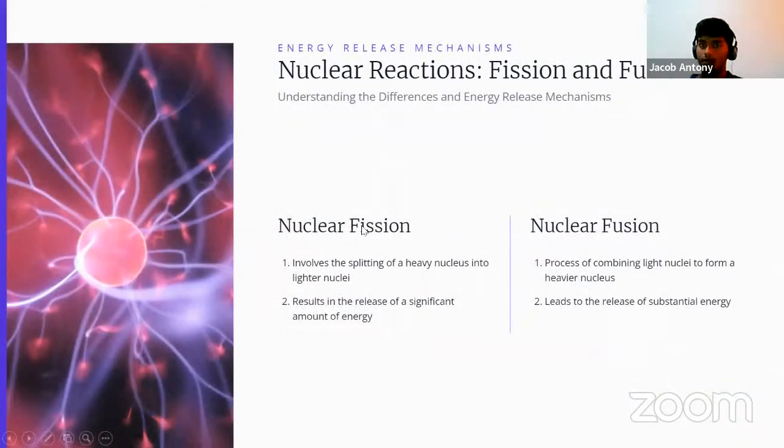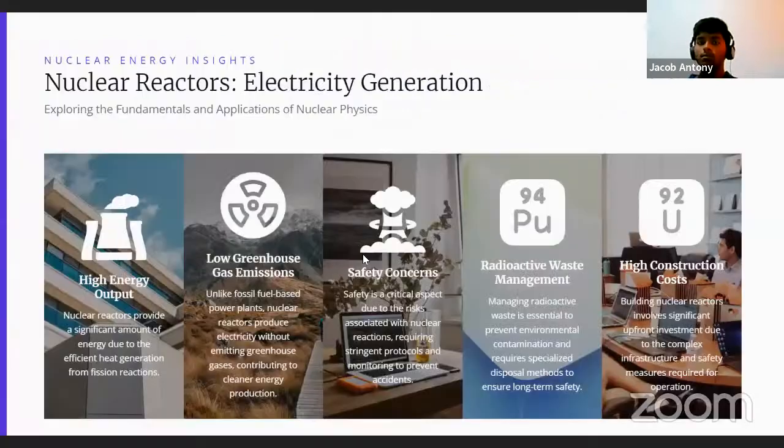Going on to nuclear reactions, there are two types of nuclear reactions, fission and fusion. There are more, but in this, I will be mainly talking about nuclear fission and fusion. Fission involves the splitting of a heavy nucleus into lighter nuclei, and it results in the release of a significant amount of energy. Fusion combines light nuclei to form a heavier nucleus, and the amount of energy released is quite substantial.